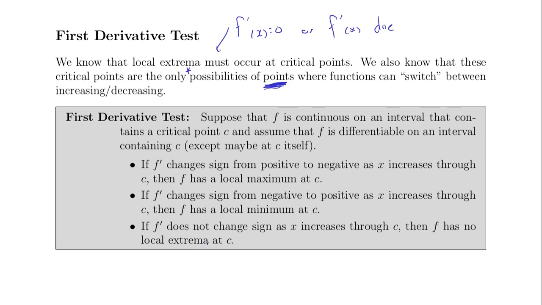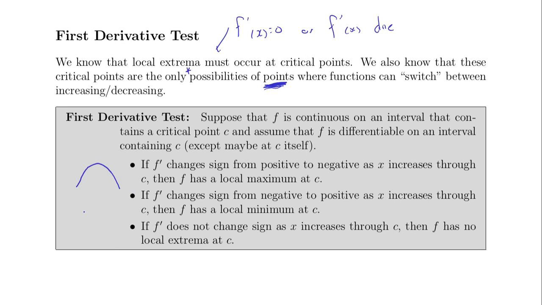Now, the first derivative test says that if you have a function that's continuous on an interval and you've got a critical point on that interval, and the function's differentiable on the interval around it, maybe not at c, because again, maybe the derivative doesn't exist. That's why it was a critical point. But basically, we'll say if the derivative changes sign from positive to negative, that means your function went from increasing to decreasing. And if you go from increasing to decreasing, maybe there was a local maximum there.